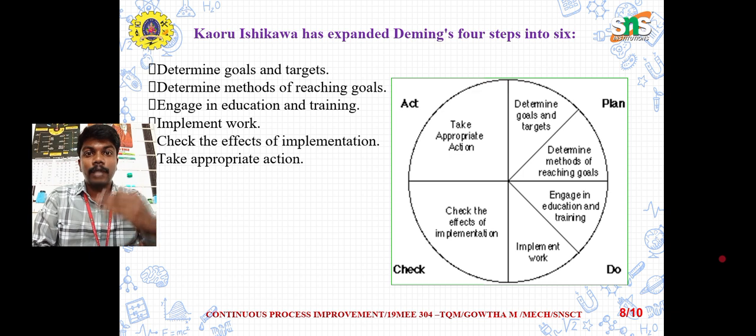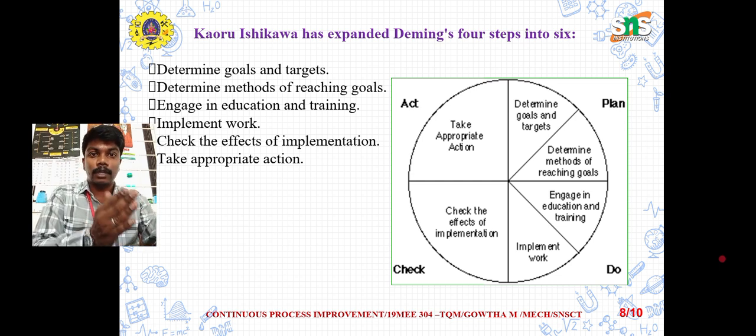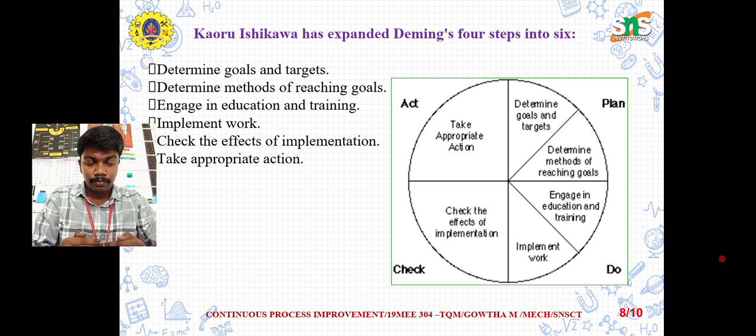To achieve the target and reduce the problem, first determine the goals: what you are going to do and what you want to do. Next, find out your targets, whether a long-term goal or a short-term goal. Next, determine the method for reaching the goals, how to reach the goal and how to strategize your methods. Next, engage education and training. We should educate and train them, and only then go to the service area or manufacturing area. Next is implementation of the work, directly to the workers or the particular area, product or service.